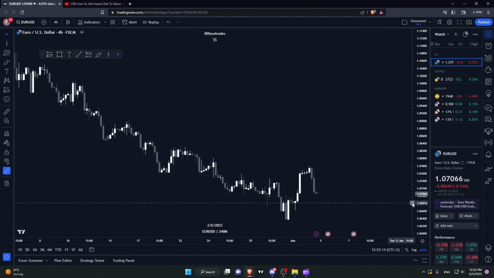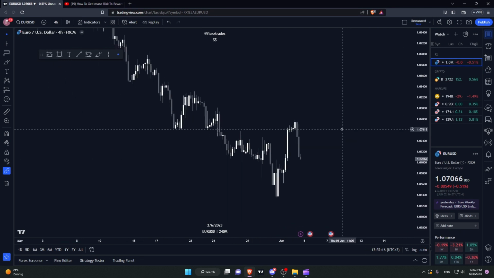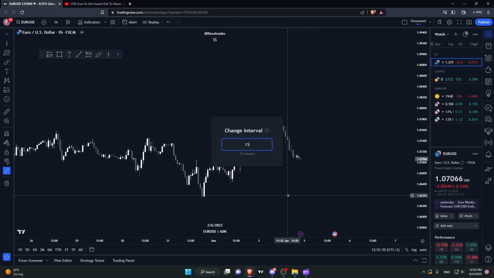So, as we know, on the 4-hour structure we were bearish. We could have switched bullish, but what we want to see is for price to come back to this demand zone and then break these highs. That would identify bullish structure for me. But we had bullish structure on the 1-hour and the 15-minute time frame.